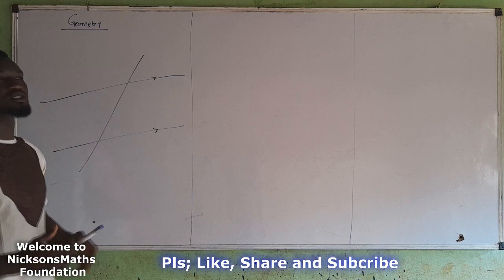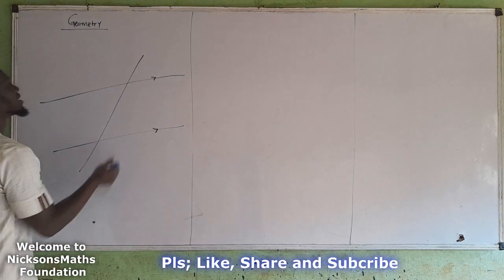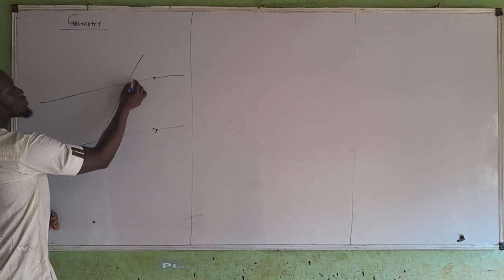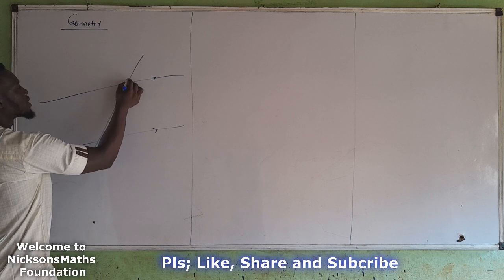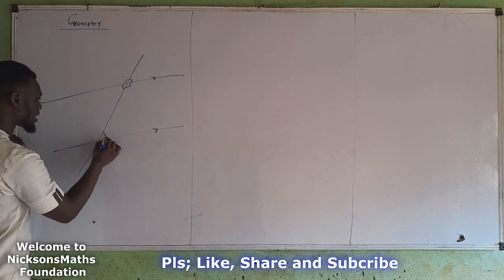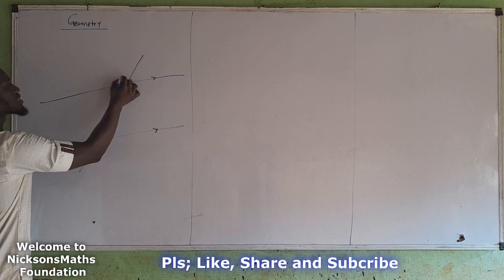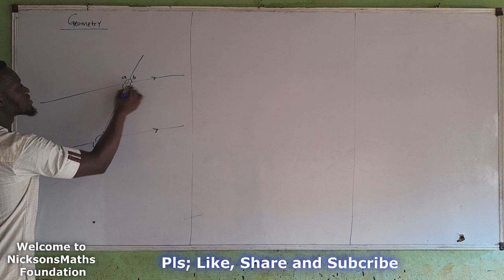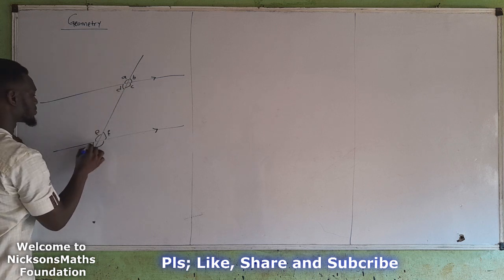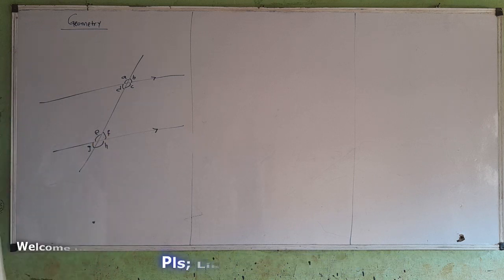In our previous class, we defined angle as what? Distance between two lines from a point. So this is a point, and this is the distance between these two lines. That means this is an angle. This is also an angle. Then this is an angle, this is another angle, and so on. So we have up to 8 angles here, and I've labeled all of them A, B, C, D, E, F, G, H. Now we can make a lot of generalizations from this.